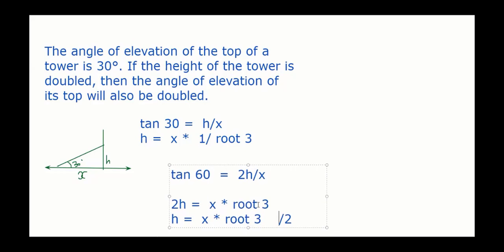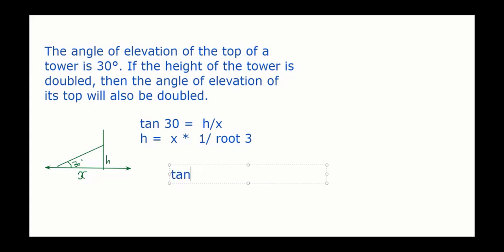Let's solve how much it will be. If you have to find out, say tan y. The angle is y. Height becomes 2h. Distance remains same. Now we'll put the value of h, which is x into 1 by root 3. 2 into h. h is how much? x into 1 by root 3, right? Into x.